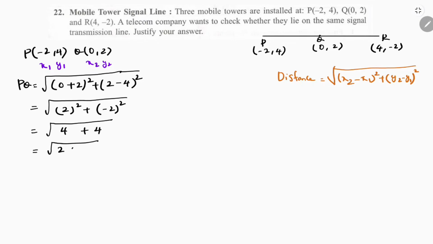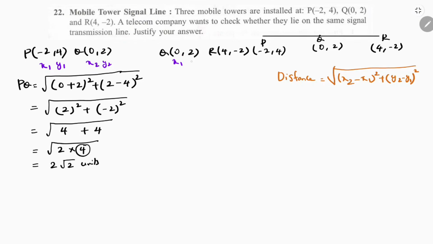4 plus 4, I'll write 2 times 4. Root 4 is 2. So 2 root 2. This is PQ. Now I'll find QR. Q is (0, 2). R is (4, -2).